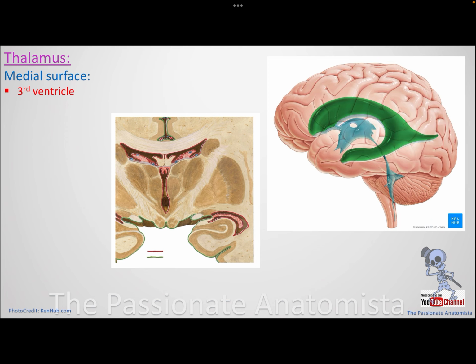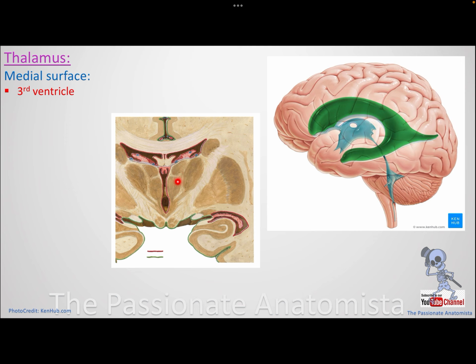All right. Now, what is on the medial side? Very easy. I know that the thalamus surrounds my third ventricle. So this is the thalamus, and on the medial surface, I will have the third ventricle. And it's going to be the same for the hypothalamus. The medial relation to the hypothalamus is also the third ventricle.